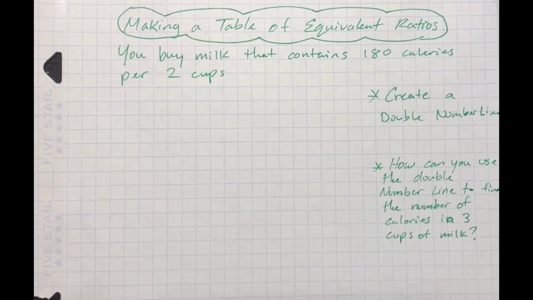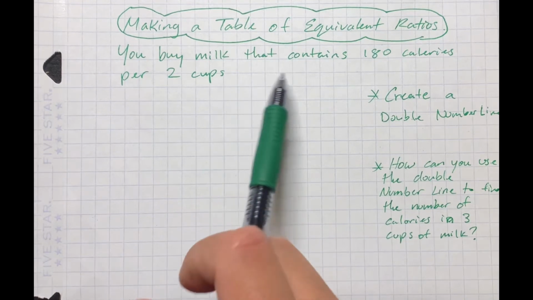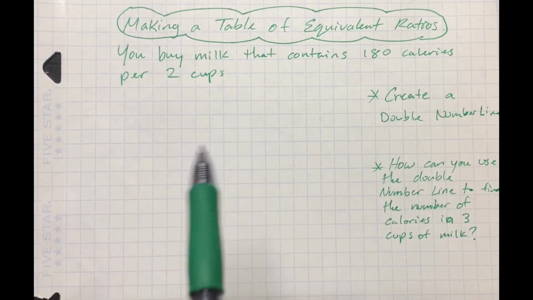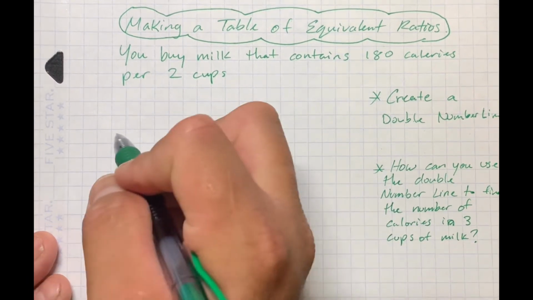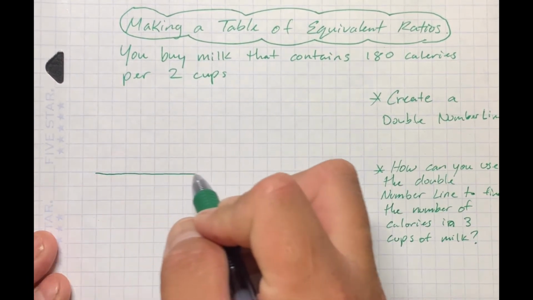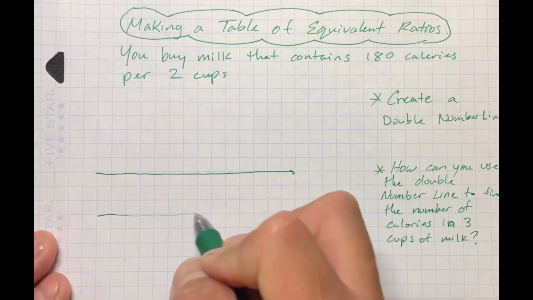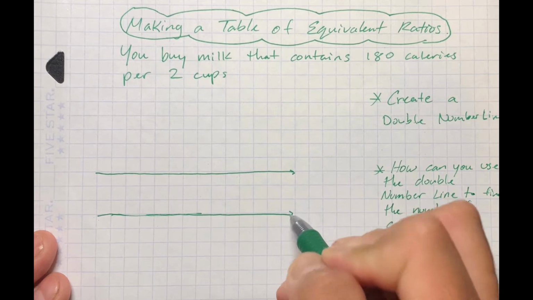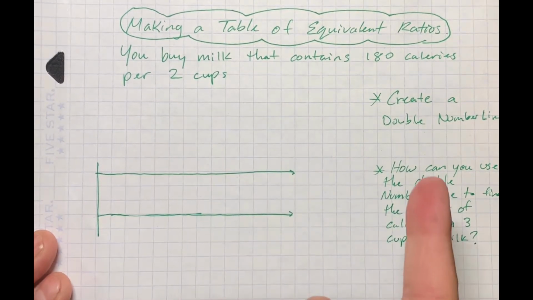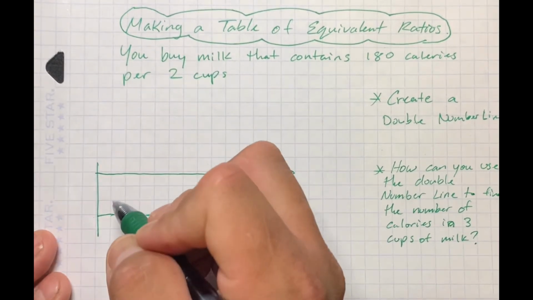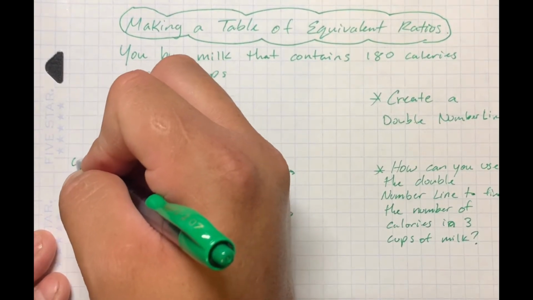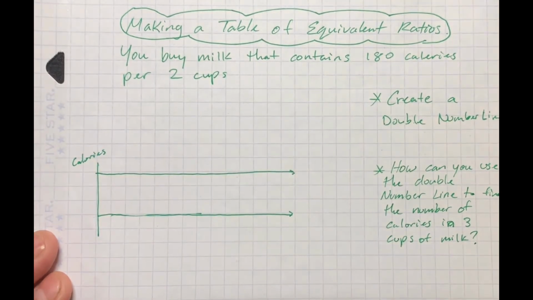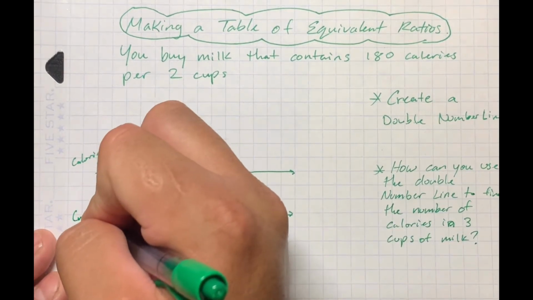Okay, so for this example, what we're going to do is make a table of equivalent ratios. So here's our situation. We bought milk that contains 180 calories for every 2 cups. So let's make a double number line. Again, you're going to have 2 x-axes. Now, what was mentioned first was calories. So that goes in, if this was a fraction, your numerator spot. And also that's your first quantity in the ratio. What came second was the cups of milk. So you're going to have cups down here.